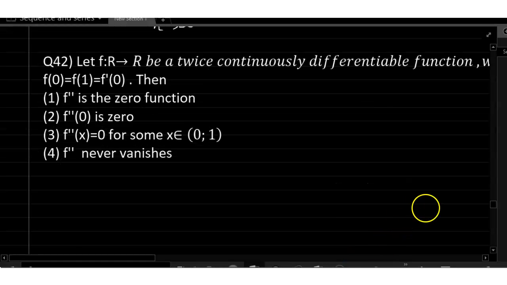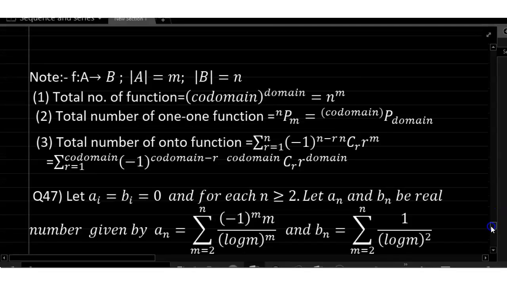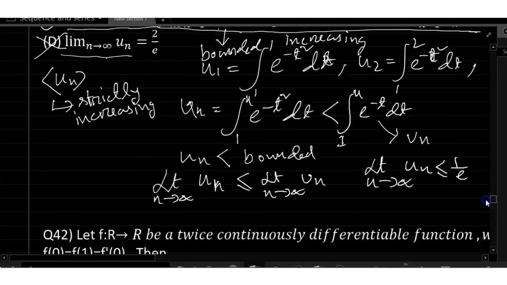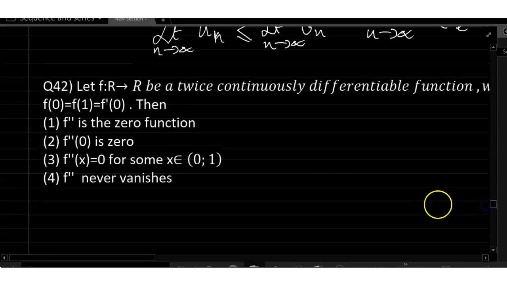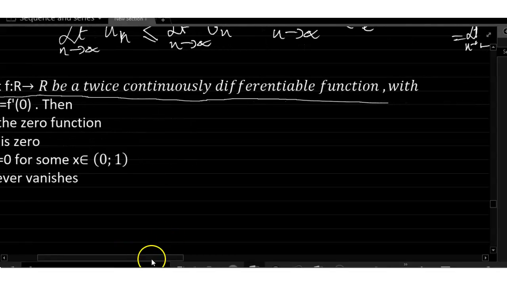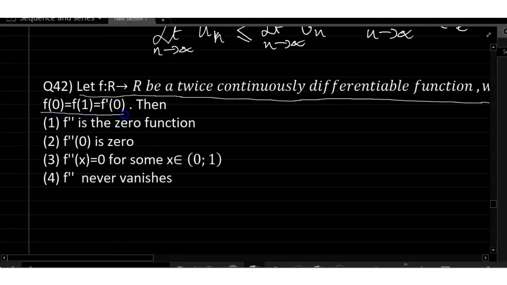Next problem is 42. Let f from R to R be a twice continuously differentiable function with f(0) equals f(1), f dash 0. Then f double dash is the 0 function, f double dash 0 is 0, f double dash x equals 0 for some x belongs to (0, 1), f double dash never vanishes.